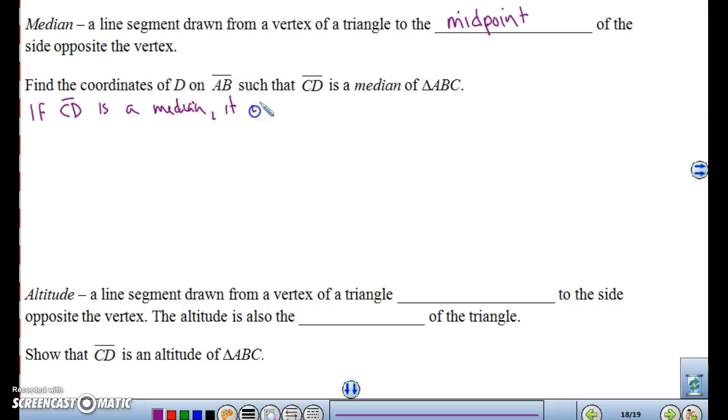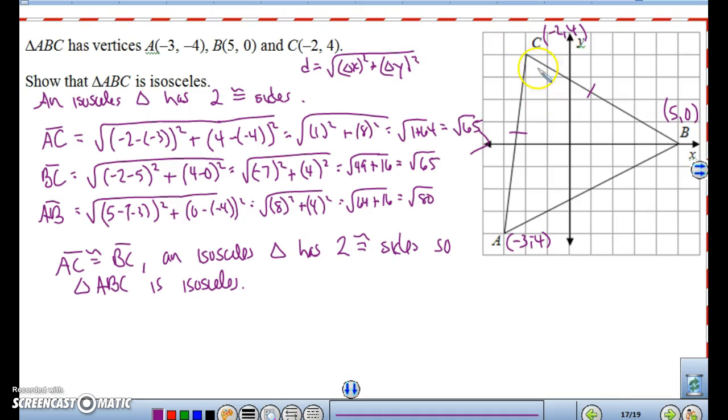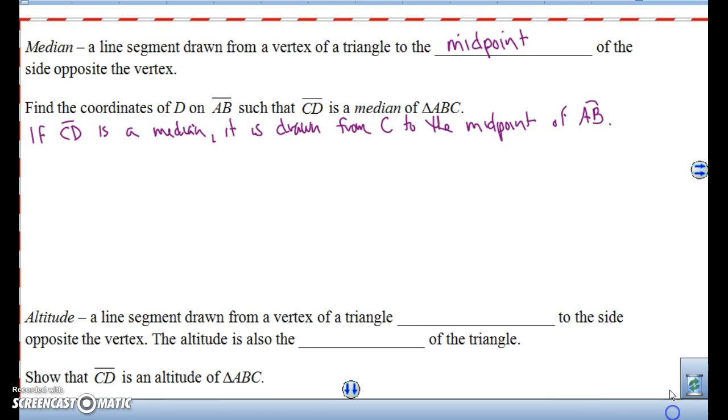it is drawn from C to the midpoint of AB. So if I go back to my picture here, here is C. I want to draw a line that hits AB at its midpoint. Well, we can see our midpoint is actually right here, but if we wanted to find it, that's my point D. If I wanted to find it algebraically, let me draw my line in, CD would be your median, like so. Let's find it algebraically.